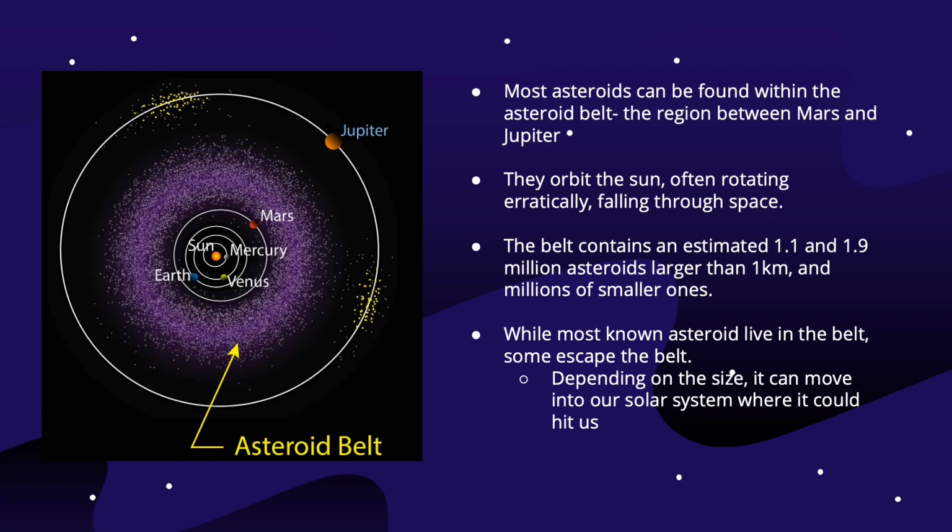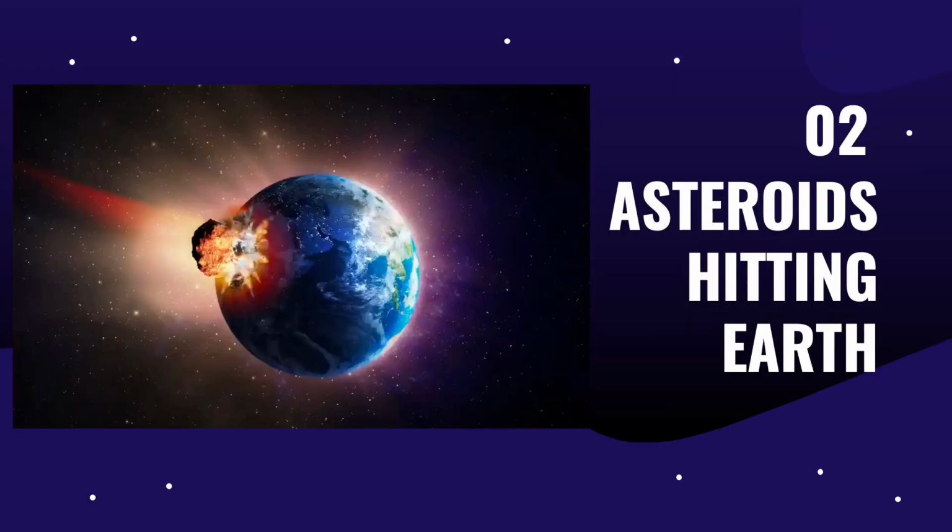Current theories suggest that due to Jupiter's gravity, asteroids can be knocked out of the belt, and then depending on the size, it can move into our region of the solar system where it could cause a global threat and hit us. Asteroids hitting the Earth.